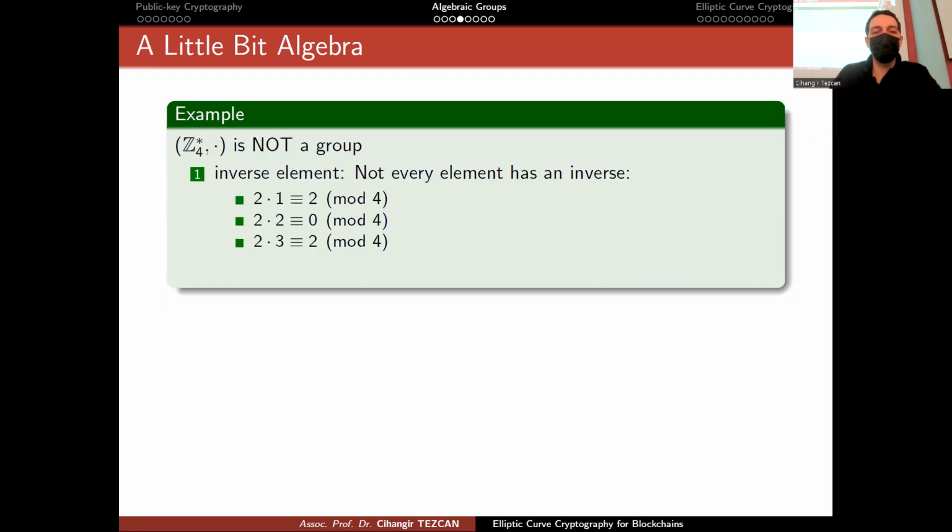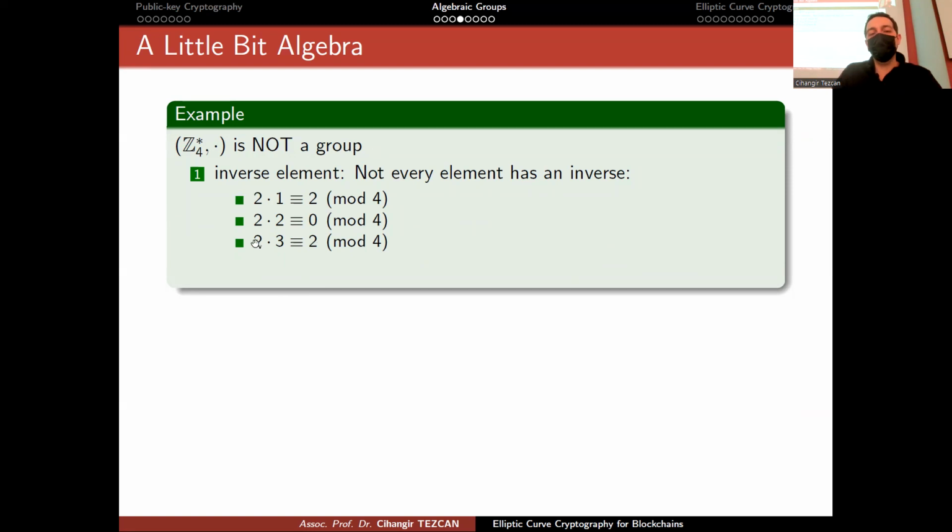So let's see why this is not the case. Associativity and identity element are obvious to see. Associativity works. The identity element is 1, it works, but not every element has an inverse. So let's see if 2 has an inverse. Here in this Z4 star, we have 3 elements, 1, 2, and 3. Multiply 2 with all of them, and you see that none of the results is the identity element 1, right? So this means that 2 does not have an inverse modulo 4. This is a counterexample showing that this is not a group.